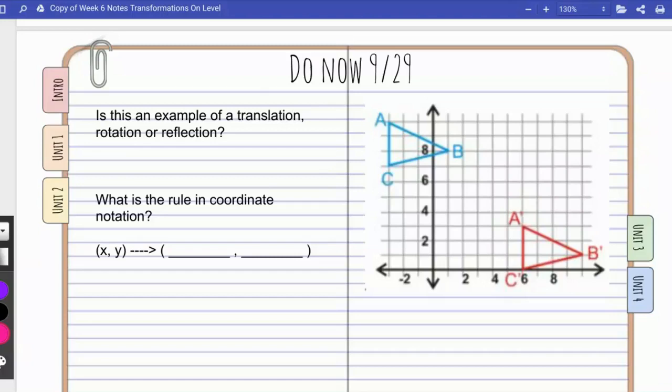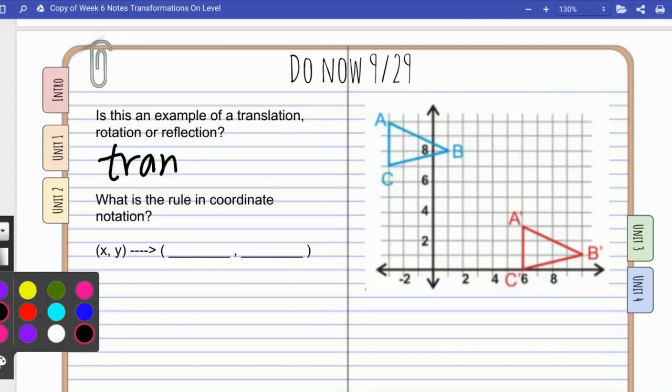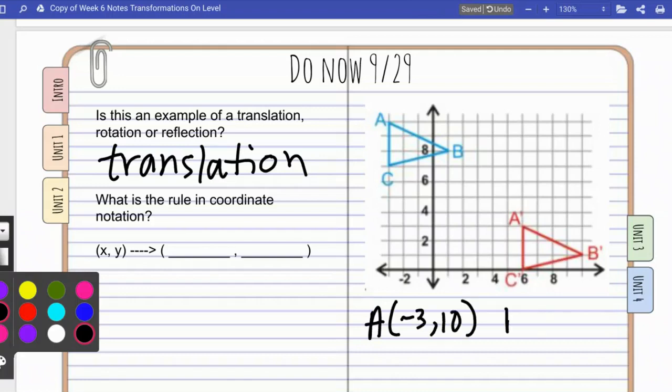Example: translation, rotation, or reflection? This is definitely a translation. Okay, let's just look at point A. Point A is originally at (-3, 10). A prime is at (6, 3).